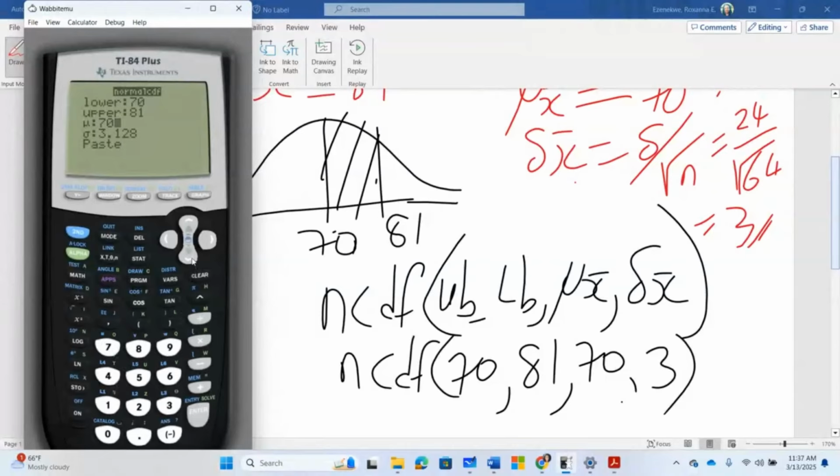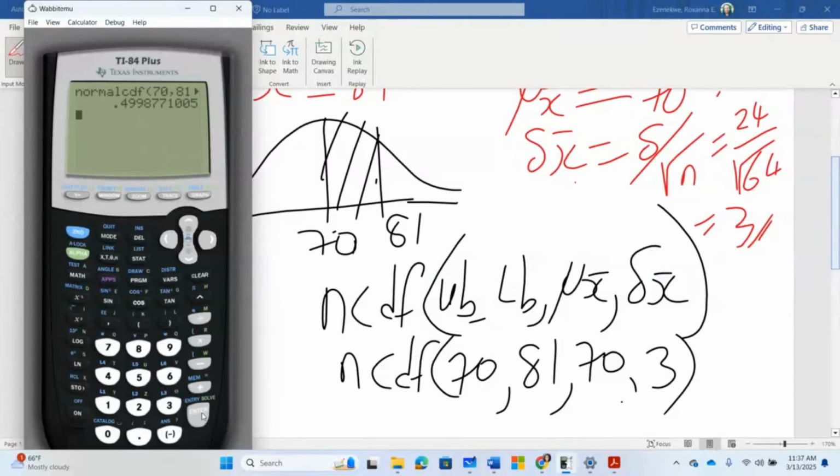What is the standard deviation? The standard error this time. The standard error is 3. So I can paste. And it's asking me, is that what you want? That's the argument I'm looking for. So that is the argument that I want.